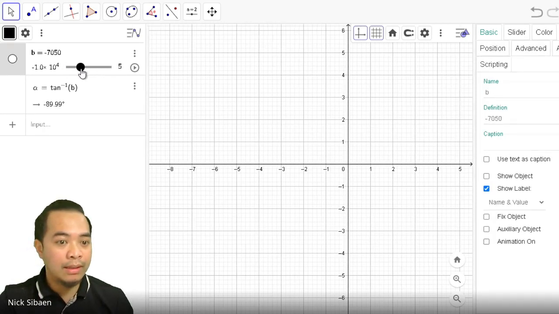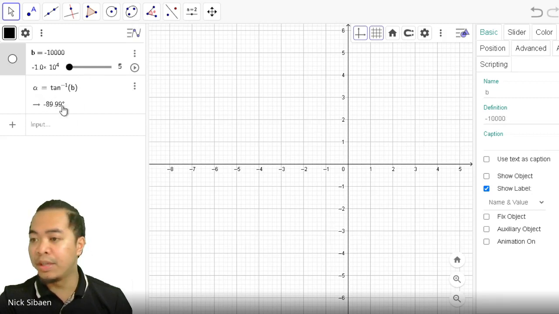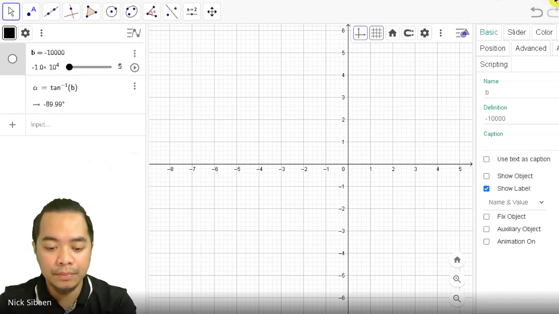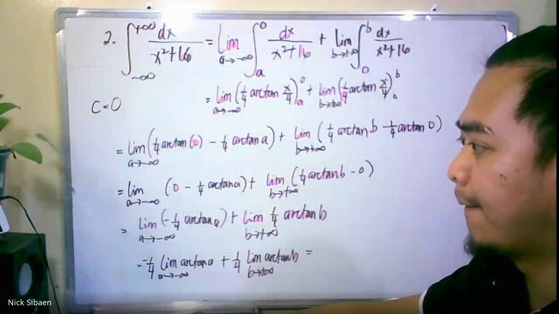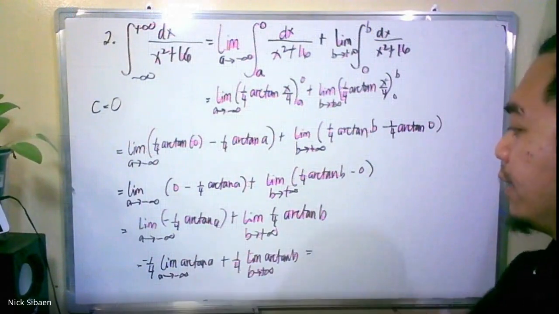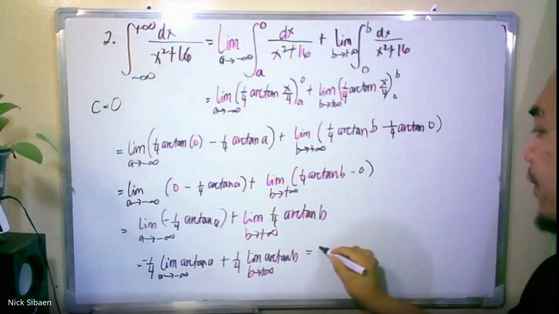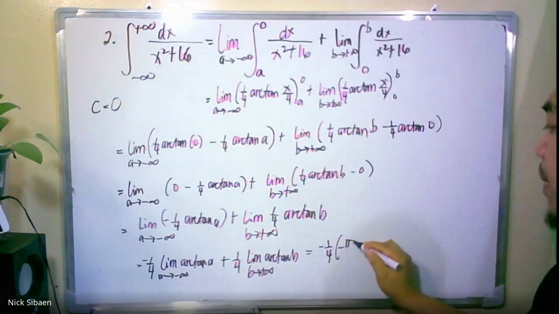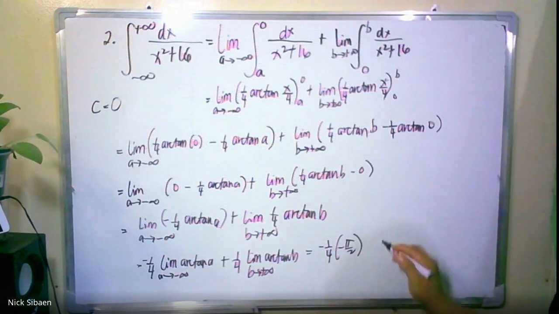If we decrease this one, it will approach negative 89.99. Negative 89.99, this is approaching negative 90, no? So ang negative 90 in radians, that is just the same as negative pi over 2. So we go back here and write our answer. So we have negative 1/4. Ang sagot natin dyan ay negative pi over 2.